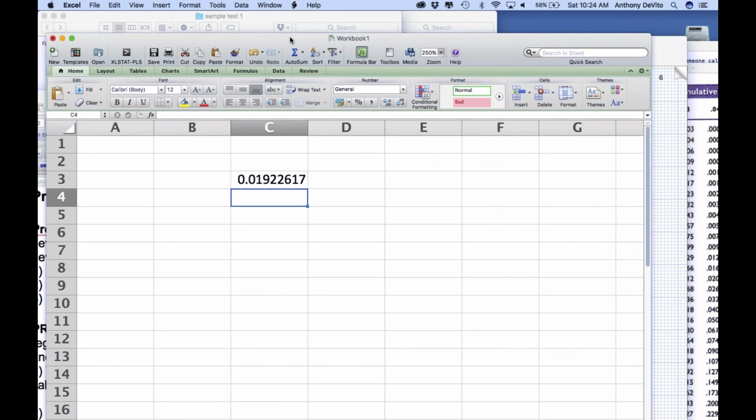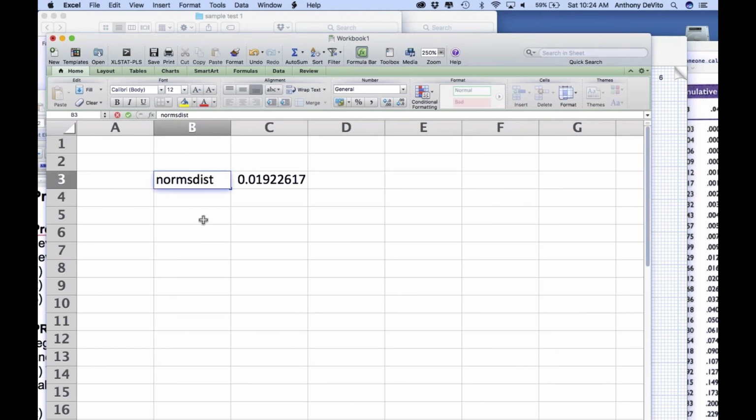And it's going to give me the area, just like the table did, the area to the left of the distribution. That was NORM.S.DIST, that function. Okay, now I'm going to give you another function here, NORM.DIST. Let's see what that is going to do for us.